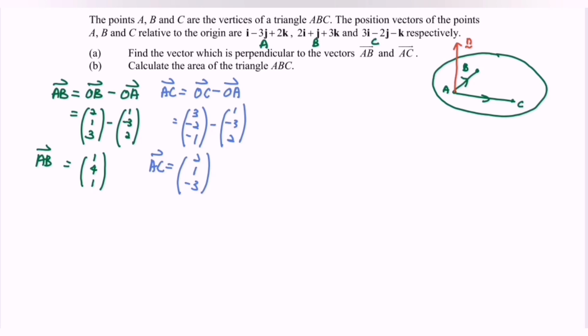Next is to find the normal. In order to find the normal, we have to cross the vectors, AB cross AC. So kindly substitute: we have 1, 4, 1 followed by 2, 1, negative 3.